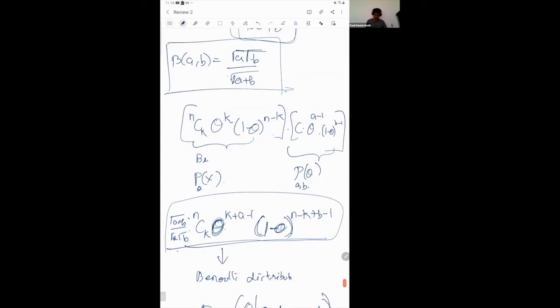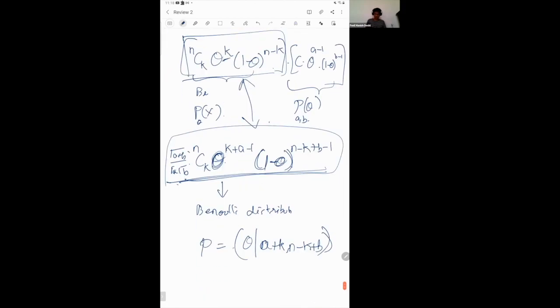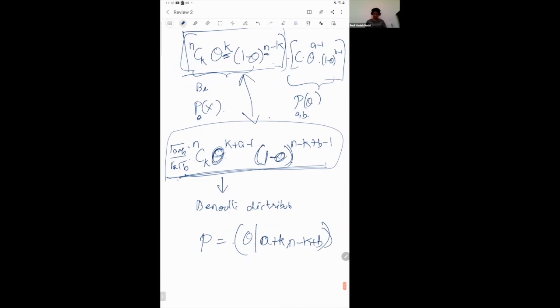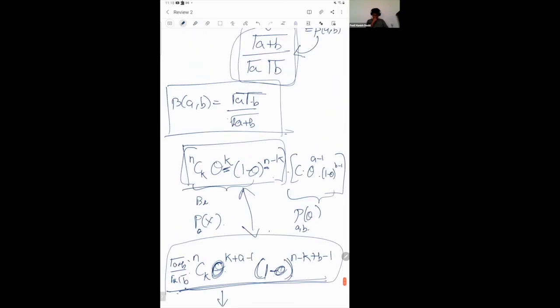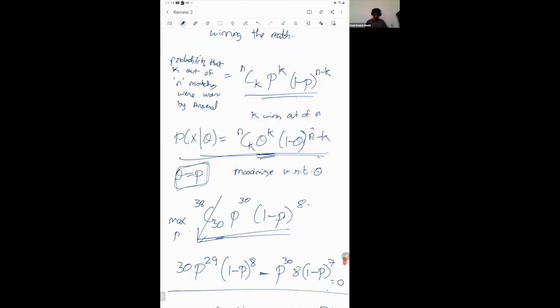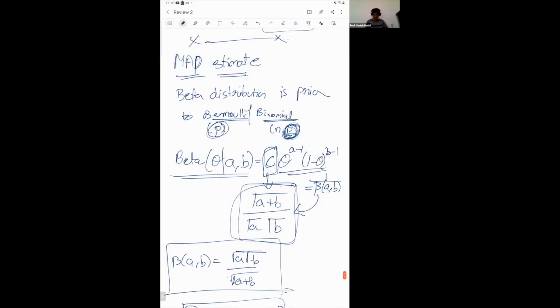You can see that this distribution and this one have the same functional form, just the value of k and n changed. K is now a plus k and n is k minus k plus k. So, I think I got confused with binomial and Bernoulli somewhere.